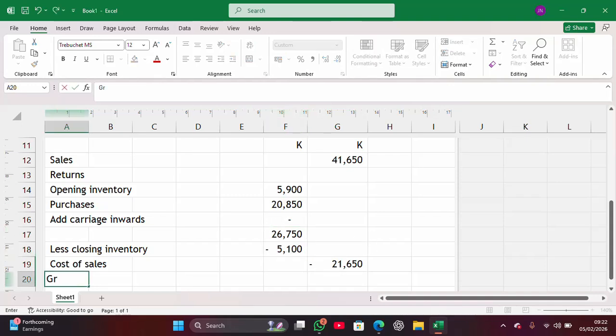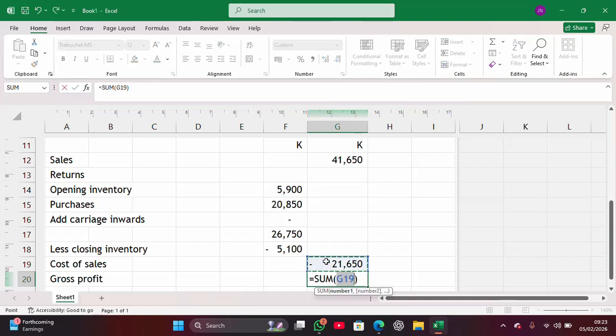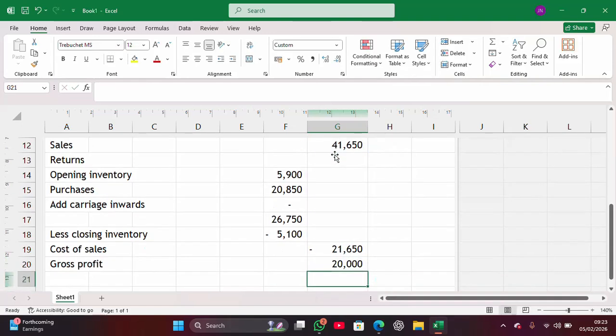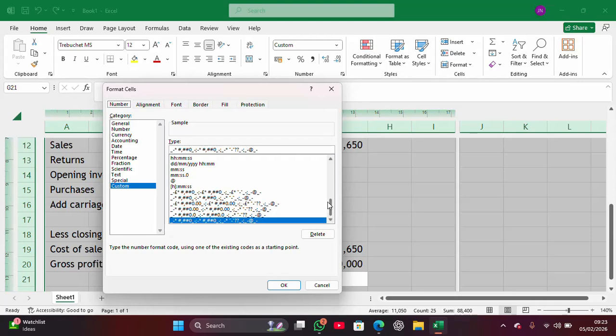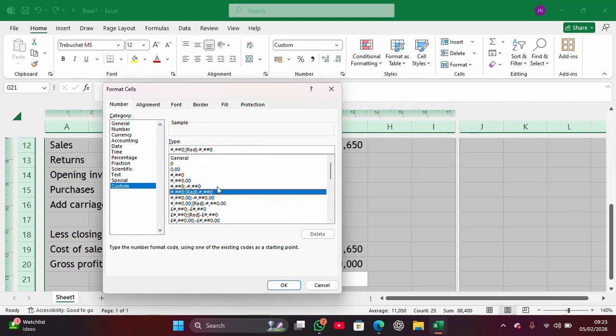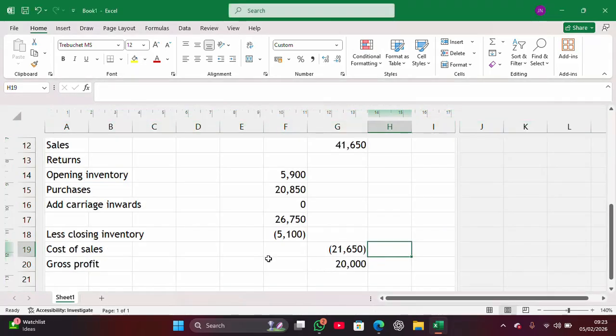Then what is the gross profit? 20,000. All right, thank you. Let me just format a little bit so that our figures for negatives are found in brackets. All right, this is better.